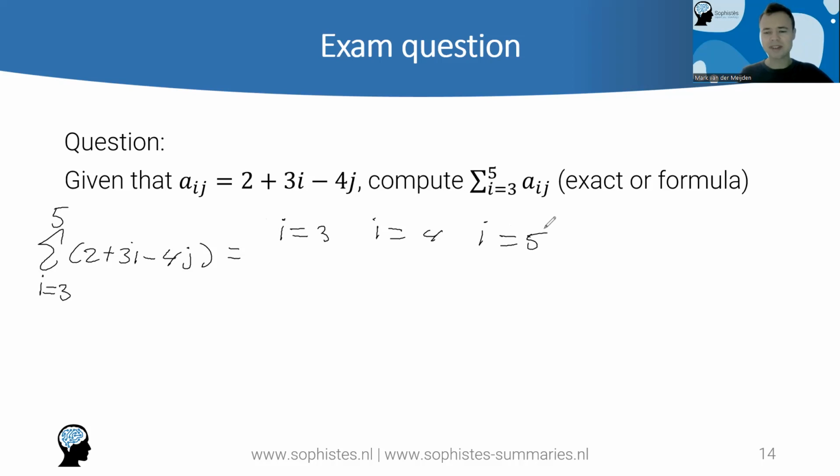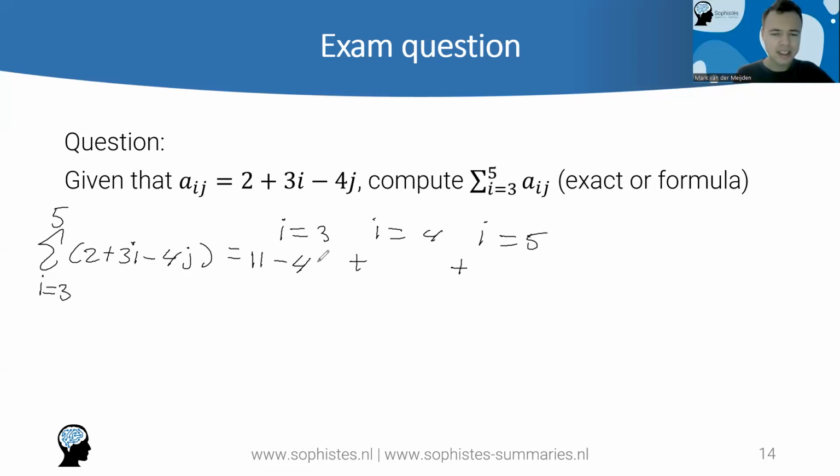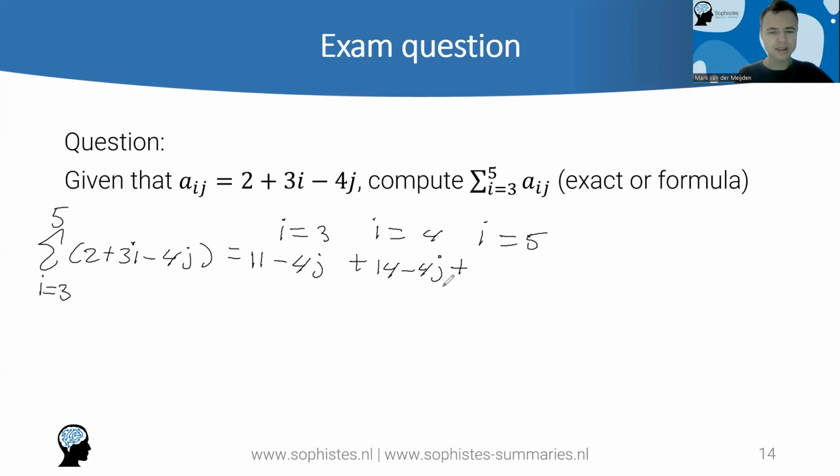Sorry, the writing is always a bit difficult, I assume. And what kind of sign will you put in between? Plus. Yes. Okay. Here I get 2 plus 3i. What is 2 plus 3i? 11. Yes. Minus 4j. Notice that the j is a constant, right? We cannot fill in the j. There is 14 minus 4j. Yes. Plus 4j, right? 4j, yeah. And 17 minus 4j. Yes.